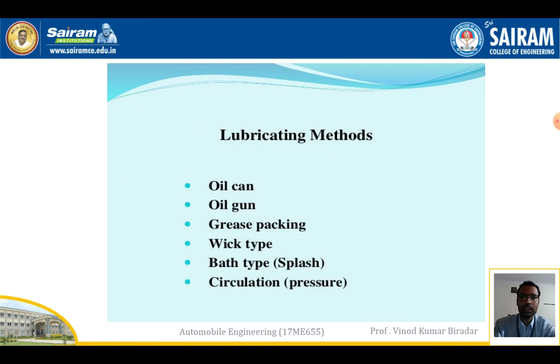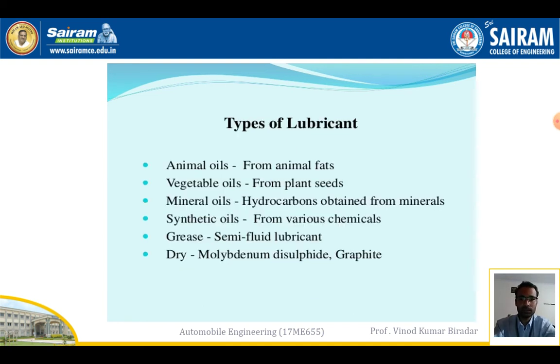Next, what are the lubrication methods? What are the different methods of lubrication applied in the IC engine? First, you can use an oil can or oil gun; with the help of an oil can we can put lubricant in the IC engine. Grease packing is also there, wick type is also there, and bath type, which is also called splash, and circulation, that is pressure. The last two are in your syllabus; we will study them in the next slide. These are the different methods of lubrication.